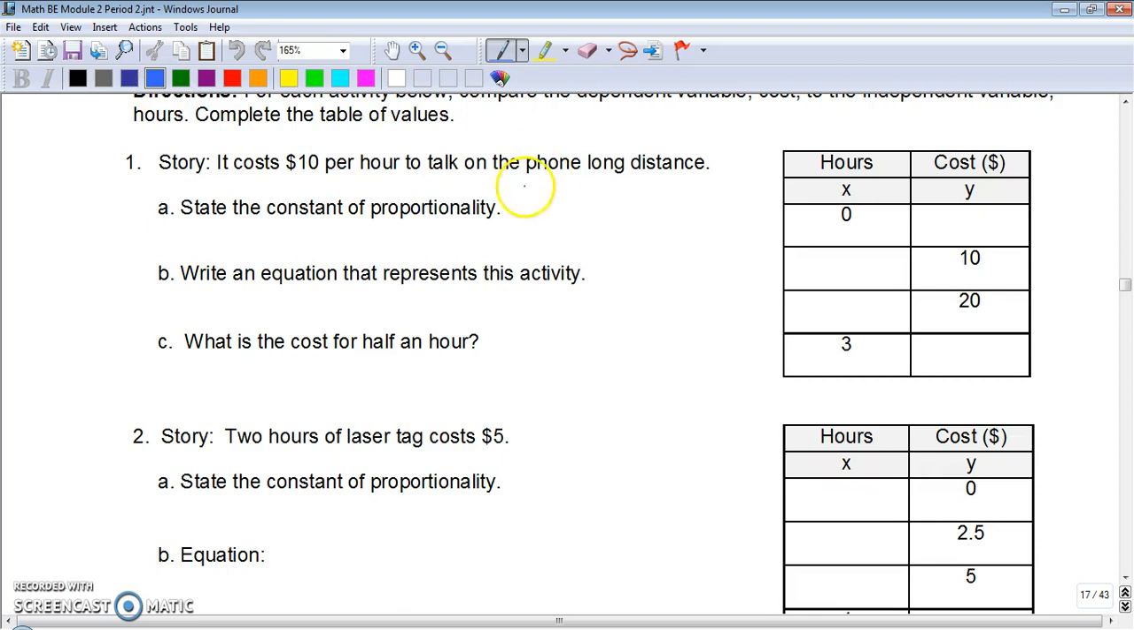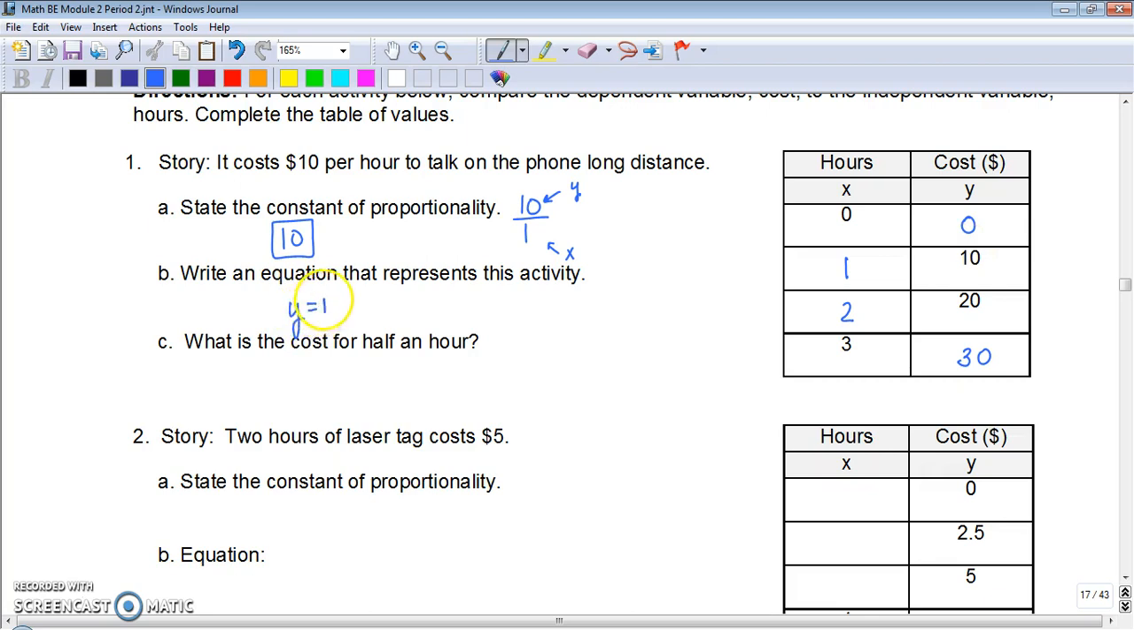So I noticed that it actually tells me that it's $10 per 1 hour, so I know my COP is 10. It's also going to be my unit rate, so when I fill out my table, this is going to help me: I know that for $10 I can afford 1 hour. And as I move down in my table, if X is going up by 1, then Y should go up by 10. So this was my Y value, and this was my X value. So that would make this 30, and this would be 0.